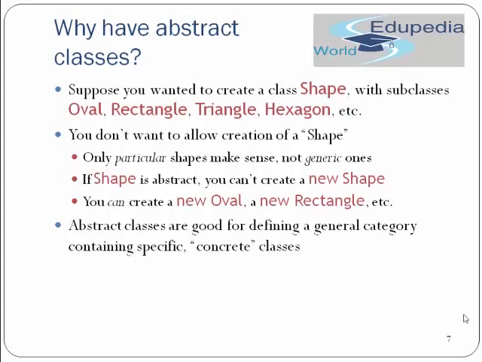If Shape is abstract, you cannot create a new Shape. That's also true. You can create a new Oval, new Rectangle, fine, but cannot create a new Shape. Abstract classes are good for defining the general category containing specific concrete classes. So if there is anything general and it does not have a concrete definition, then you can declare it in an abstract class but do not provide the definition, and provide the definition only whenever we need to use it.